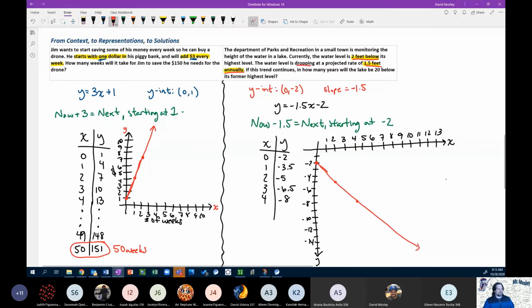All right. So we have all of our different representations for this context, and then again, we need to solve this. Just as in the other example, I could continue this table, just continue it going down, and I would get to the solution down here. And we hit a water level that's 20 feet below the highest level, at 12 years.